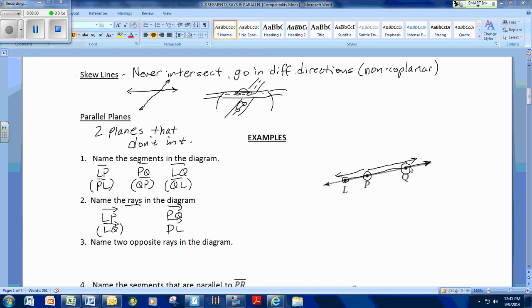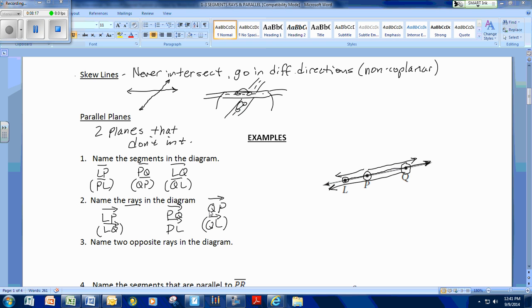Finally, we have the endpoint over here, Q. The only ray we have in this diagram going from Q would be going back in this direction. So that would be ray QP or ray QL.